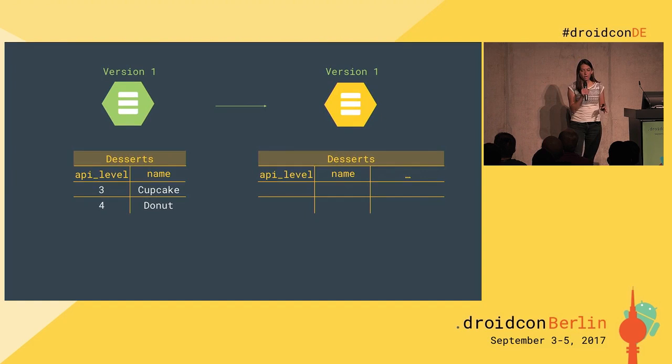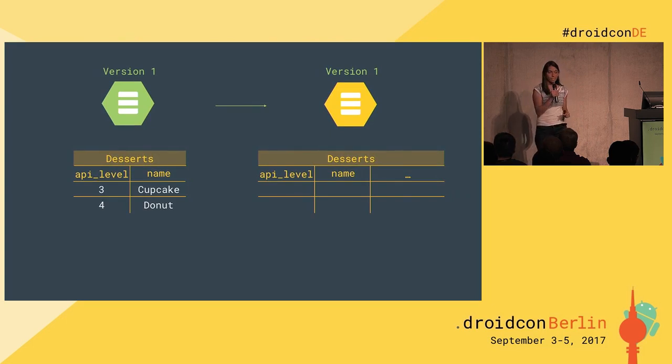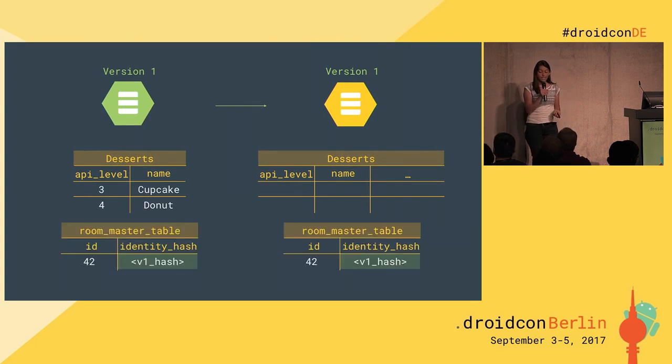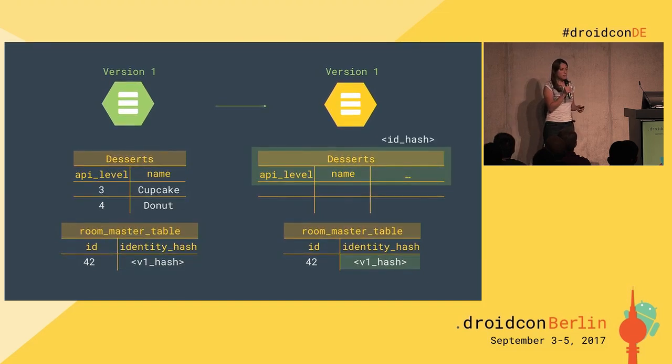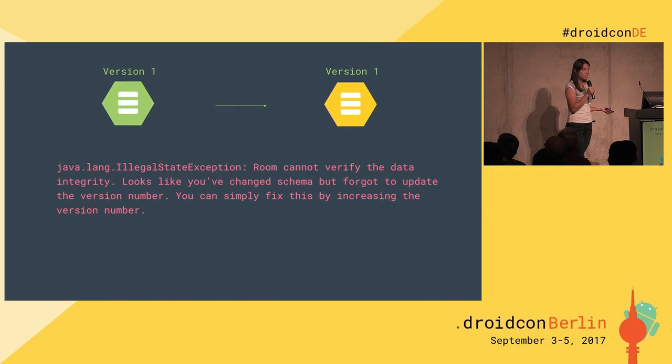Let's take a scenario where you're changing the schema. So for example, you're changing your entities, but you forget to update the version number of your database. So in this case, what Room will do is check, hey, what's the version hash of this database? And it will see that it's version 1, but that's not corresponding to how the table looks. It's not the same one as the identity hash that Room computes for those entities. And you will get an exception. More precisely, you get an illegal state exception because you didn't change the version number.